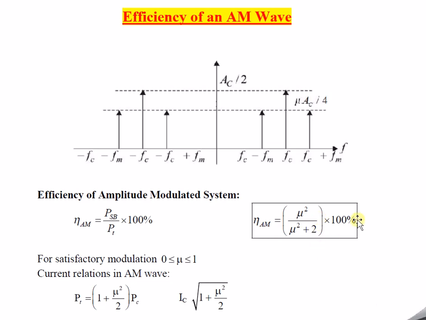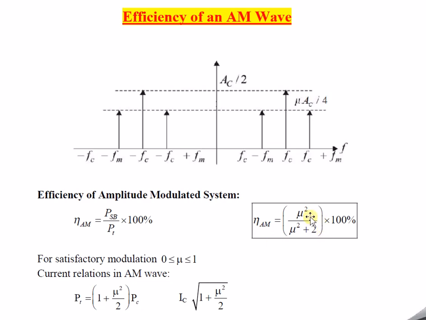Efficiency is always calculated in terms of percentage, so we have to multiply by 100 to get the efficiency in percentage. Suppose now only the modulation index is given to you, and they ask you to calculate the efficiency of an AM wave. Simple, just substitute it and you'll get the answer in seconds.